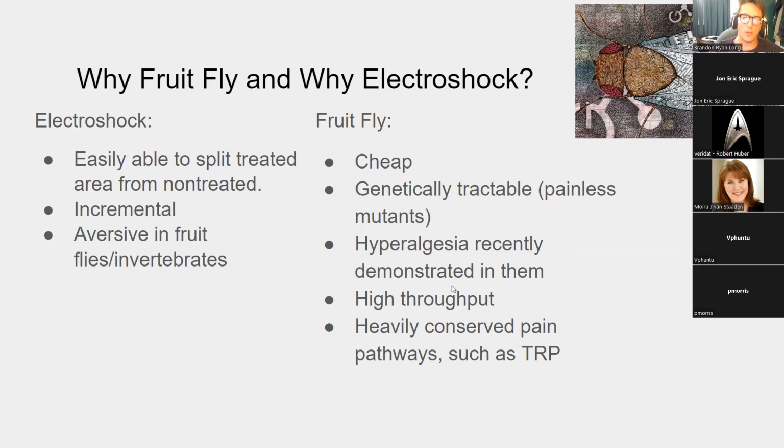So why fruit flies? They're cheap, genetically tractable. They have highly conserved pain pathways, nociceptive pathways, the TRP channels, and they're very high throughput. You can have hundreds of animals in the same amount of time. In rodents, you would not get even 100. I'm using electroshock in this paradigm, so we can easily split the noxious stimulus right down the middle of the arena, and the animal can obviously escape to the side that's not shocked.